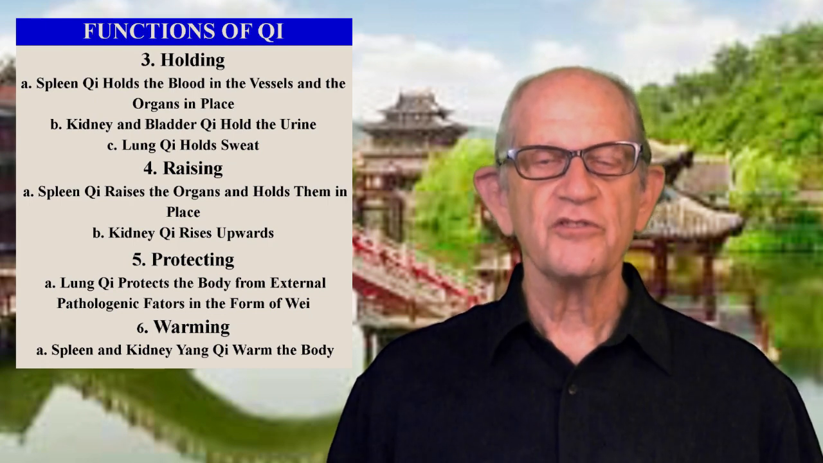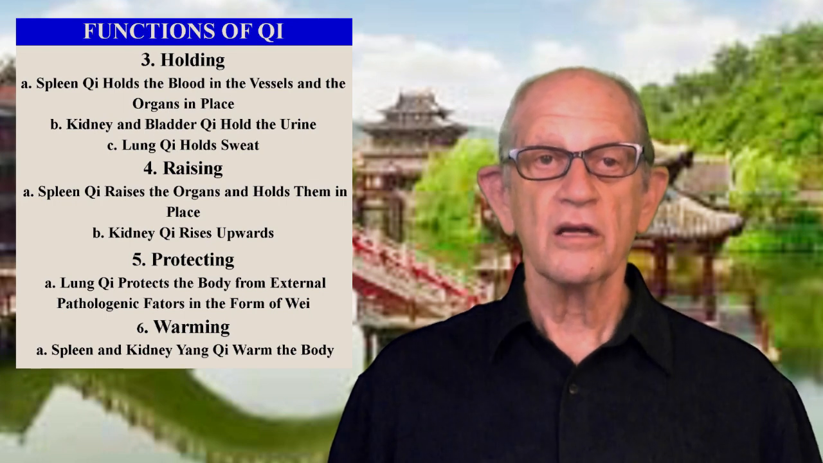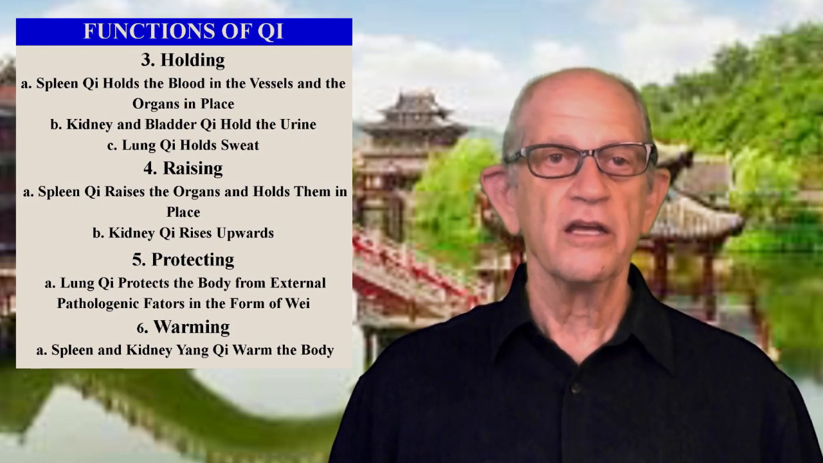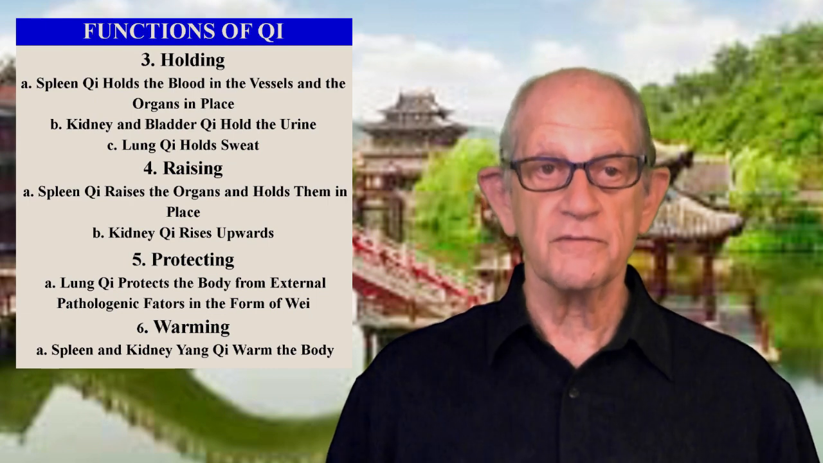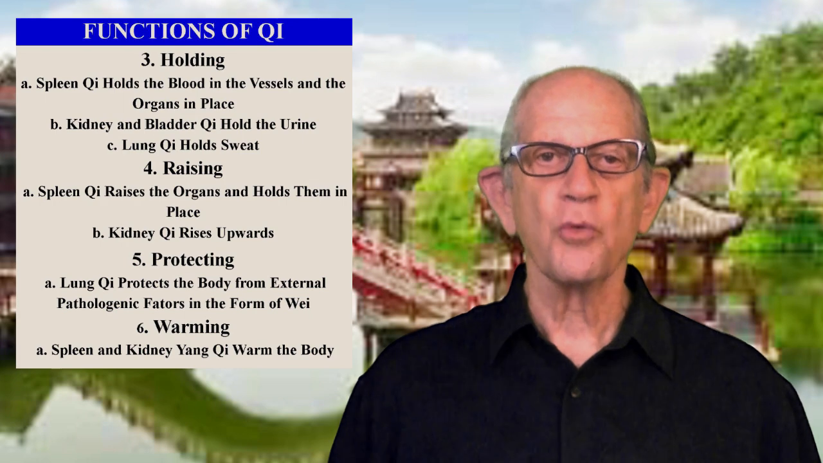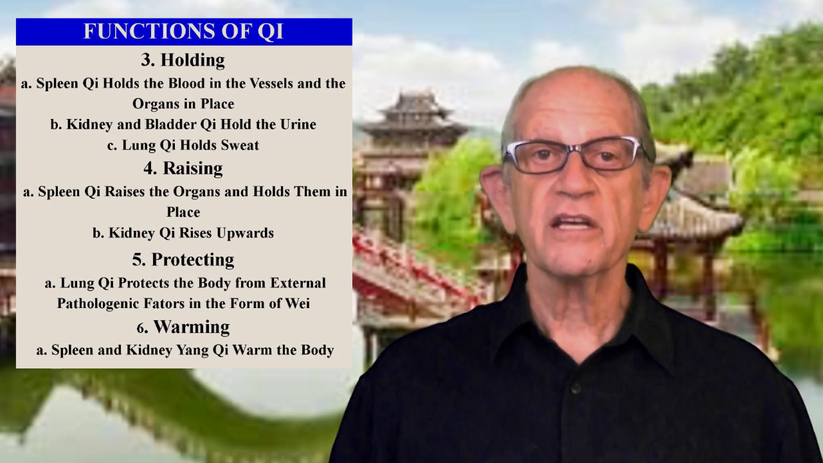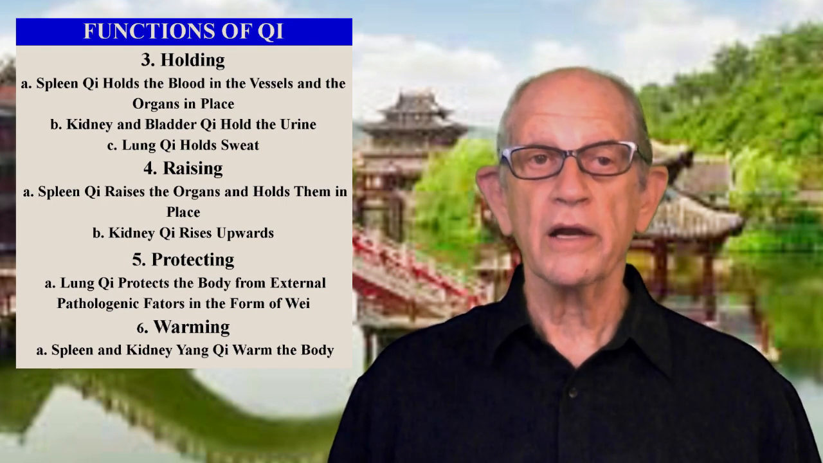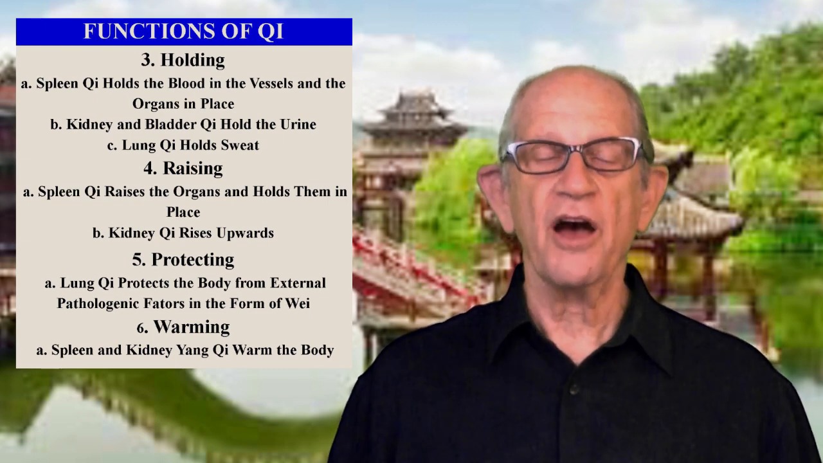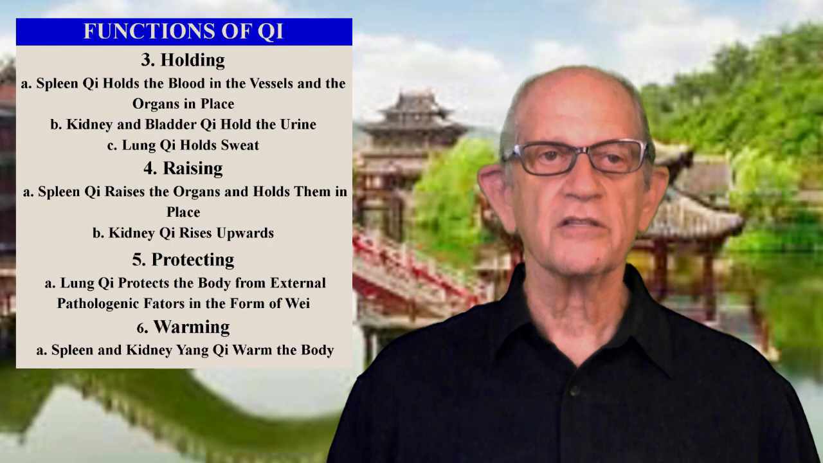The fifth function of qi is protecting. Lung qi protects the body from external pathogenic factors in the form of wei, or defensive qi. The sixth and last function of qi is warming. Spleen and kidney yang qi warm the body. We can expect then that qi pathologies will relate to their six functions.